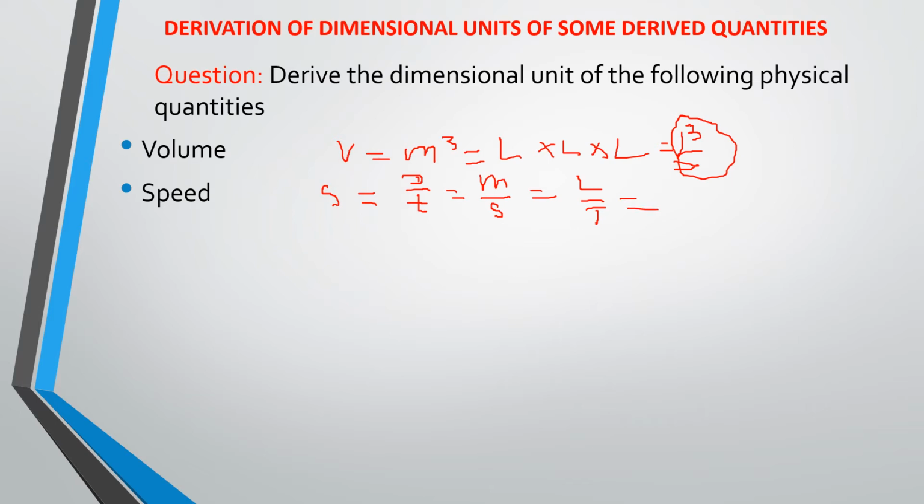or you can also write it as L raised to power minus 1 times T. So this is the dimensional unit for speed. I hope this one is also easy and simple too. This is the dimensional unit for speed. So we'll also take another one so that we'll see different variation.